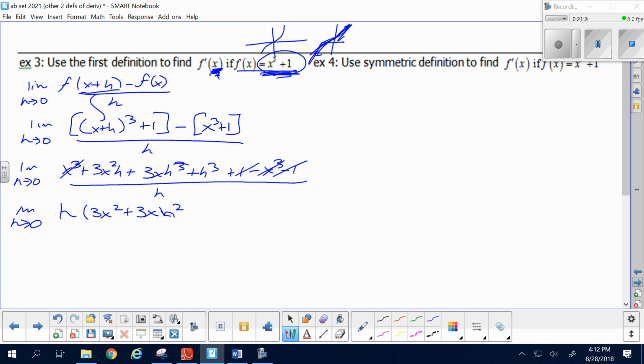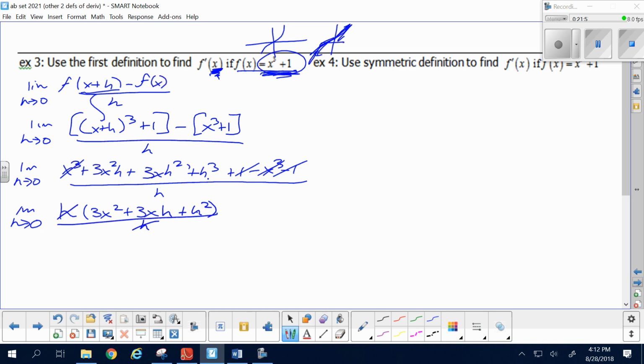Oops, sorry, I made a mistake. My bad. This should have been 3x squared plus 3xh plus h squared. The h's should grow in power as we go. So if you took an h out of that, you're left with an h. And if you took an h out of that, you're left with h squared. All right, sorry about that.